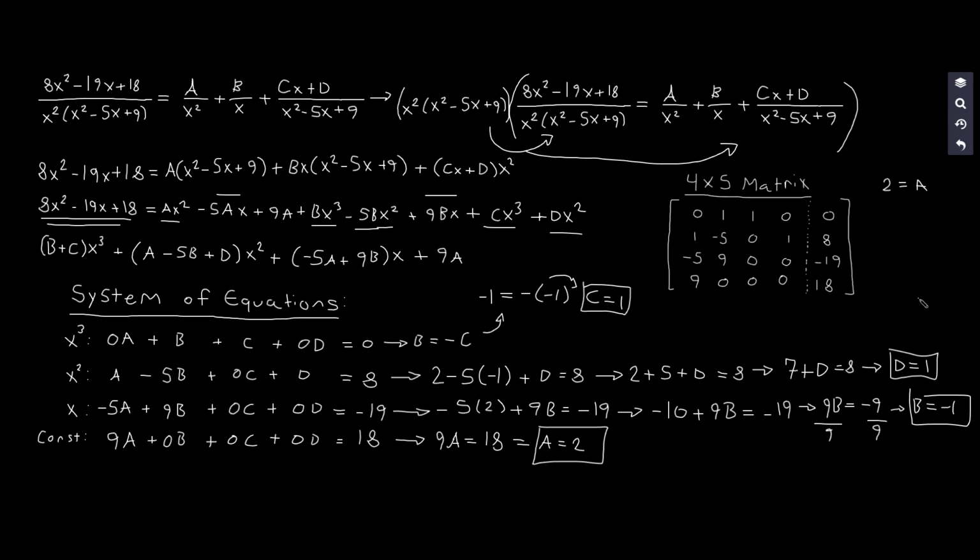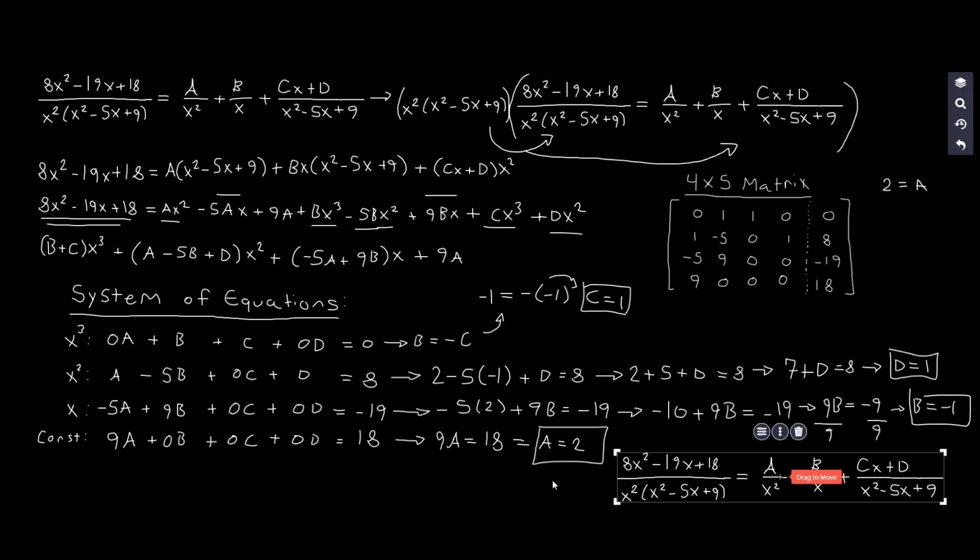All right. So a equals 2, b equals negative 1, c equals 1, and d equals 1. So that means that we get rid of this a.